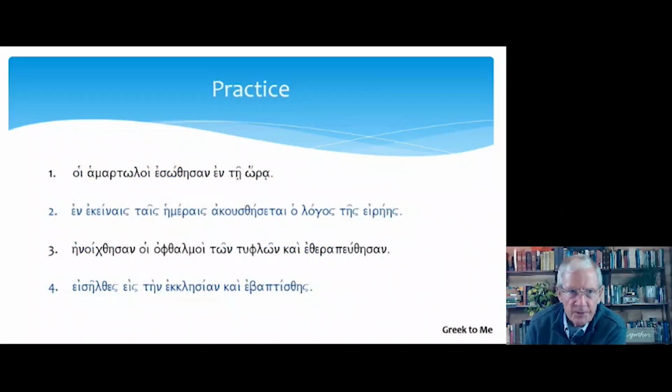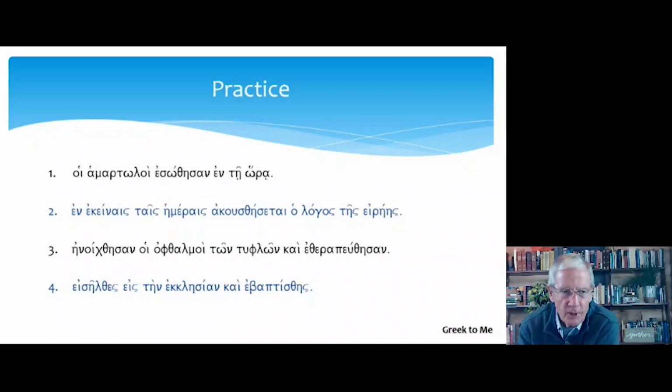All right, we have some practice. I'm going to hit my pause button. You do the same, and we'll come back and compare our translations. All right, sentence 1. The sinners were saved in that hour. Your verb there is first aorist passive indicative, third person plural. Number 2. In those days, the word of peace will be heard. Akousthesetai. Notice your theta eta sigma, no augment. So future passive indicative, third person singular.